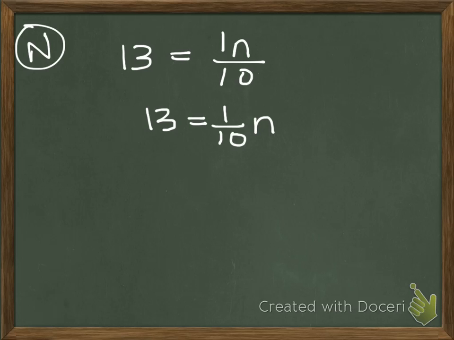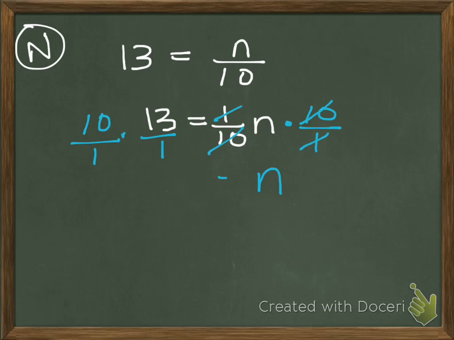So just like before, I need to get rid of that fraction in front of the variable, and I do that with a thing called the reciprocal. So now this will become times 10 over 1 on both sides, because the reciprocal of 1/10 is 10 over 1. So we multiply 10 over 1 on both sides.